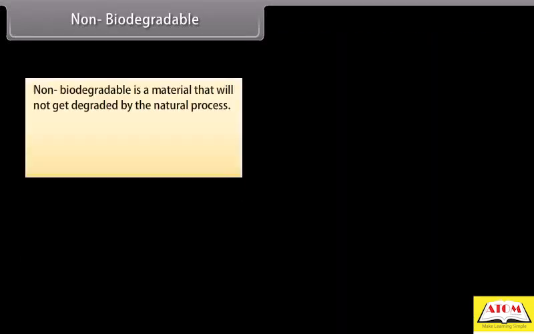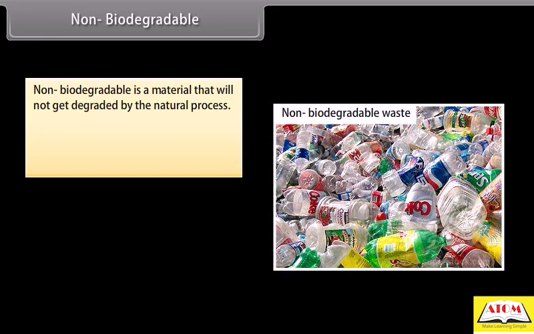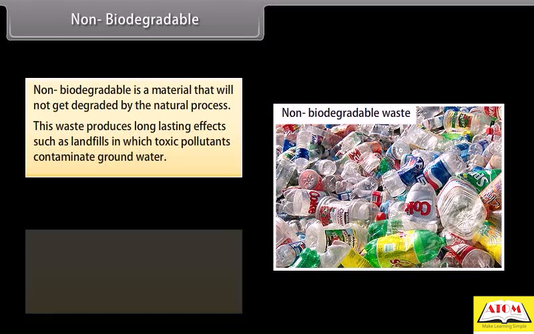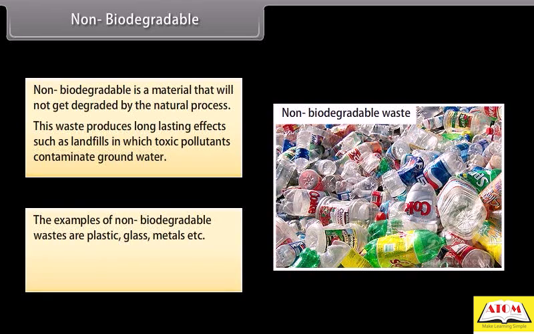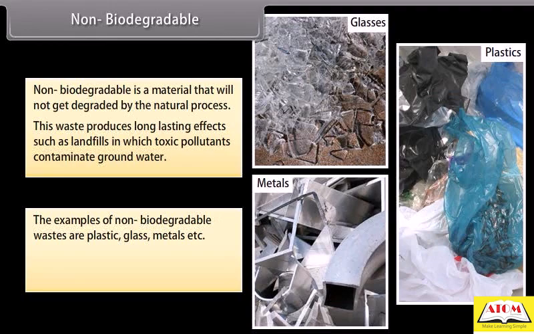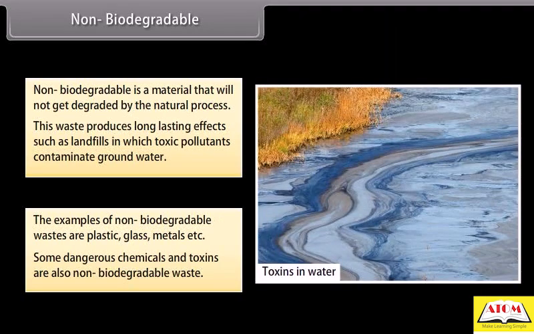Non-biodegradable. Non-biodegradable is a material that will not get degraded by natural processes. This waste produces long-lasting effects such as landfills in which toxic pollutants contaminate groundwater. Examples of non-biodegradable wastes are plastic, glass, metals, etc. Some dangerous chemicals and toxins are also non-biodegradable waste.